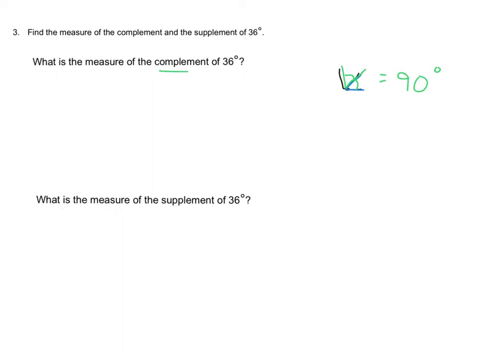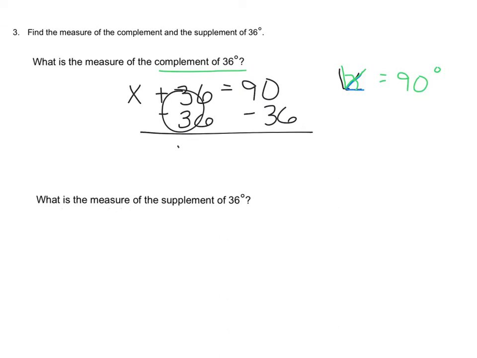Since I want to find the complement to 36 degrees, I'll set up an equation of x plus 36 equals 90. This means that the complement plus my angle will equal 90 degrees. I'll solve for x by subtracting 36 from both sides, and I get x equals 90 minus 36, which is 54 degrees. So the complementary angle is 54 degrees.